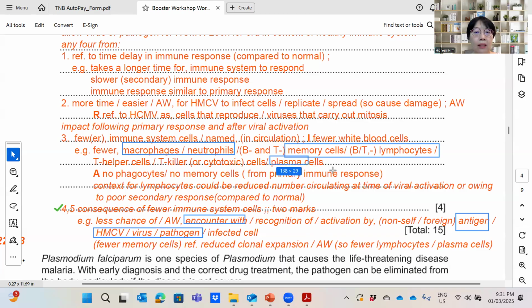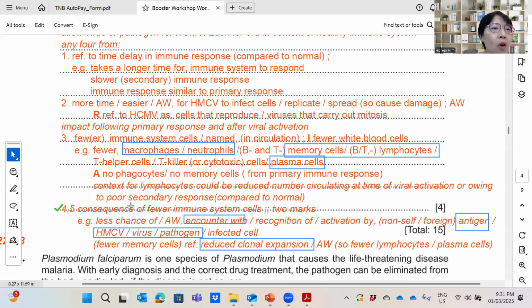Fewer plasma cells. Plasma cells secrete antibody, right? So there will be less clonal expansion. Why less clonal expansion? Because there is less antigen presentation, so less clonal expansion. So all possible correct answers are accepted.